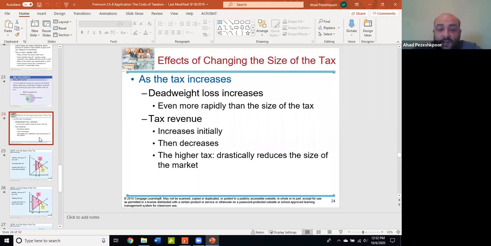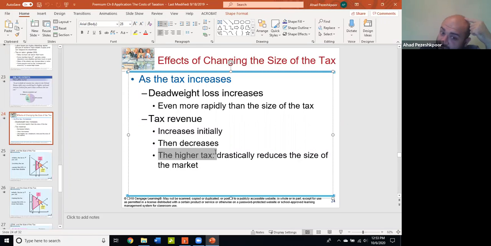Effects of changing the size of the tax. As the tax increases, deadweight loss increases, people would leave the market. Tax revenues initially increase because people are paying more taxes. But then because there is no one left to tax, after a while, people keep fleeing from the market and there is nobody left to tax, then it would decrease. If I increase taxes to 100%, there is no one left to tax. Everybody would run away. The higher the tax, the more drastically it reduces the size of the market.